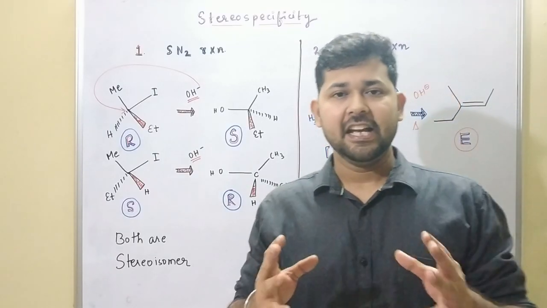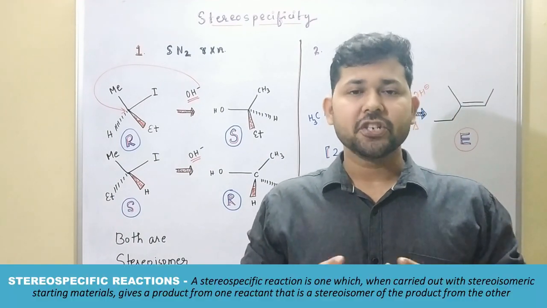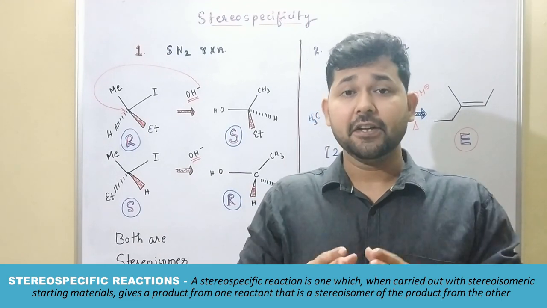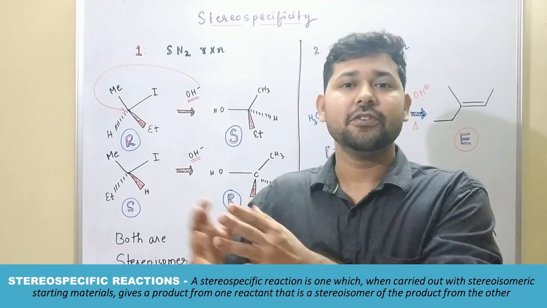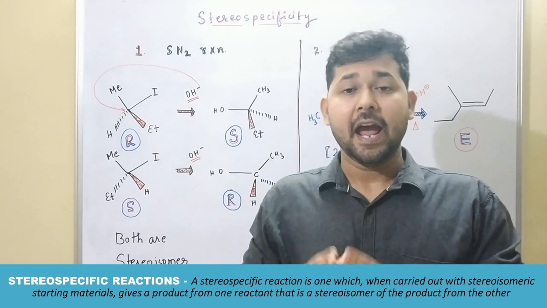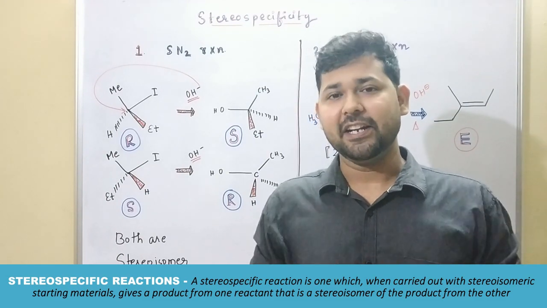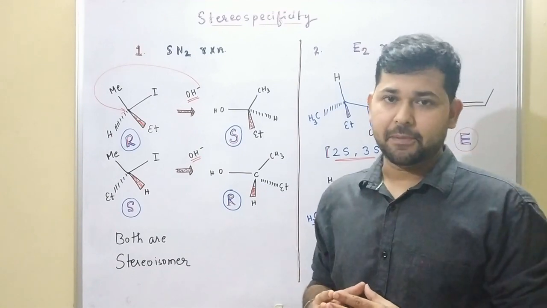Second is stereospecificity. Let's talk about it. A reaction in which a reactant gives you a product, and another reactant, which is a stereoisomer of the first one, also gives you another product. And both the products are stereoisomers. It is quite confusing, but don't worry, we're going to understand through an example.